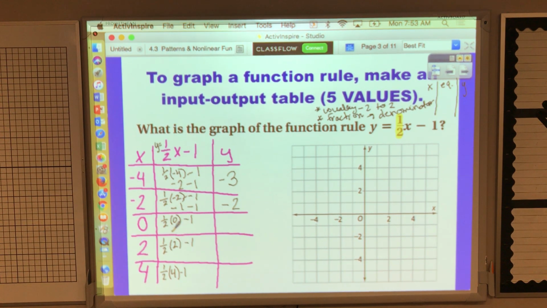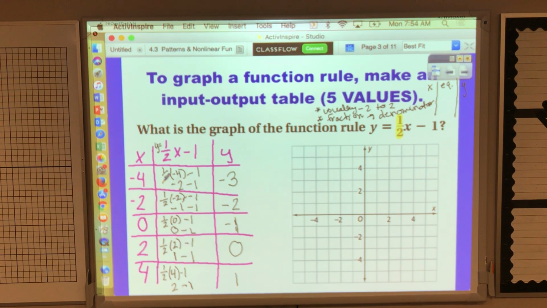Substitute in 0. Half of 0 is 0. 0 minus 1 is -1. Half of 2, plugging in that 2, is 1. 1 minus 1 is 0. Half of 4 is 2, and 2 minus 1 is 1. So what this gives me is ordered pairs to graph. Sometimes you'll see a 4th column over here, but I don't require you to show that. This would be the ordered pair, -4, -3. My x and my y.